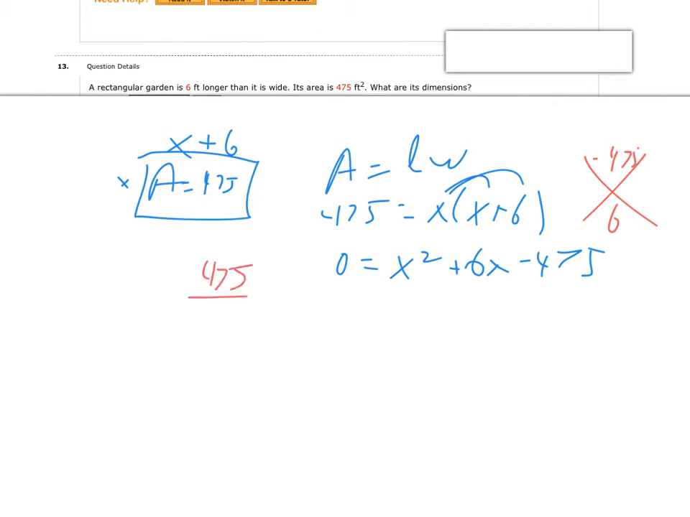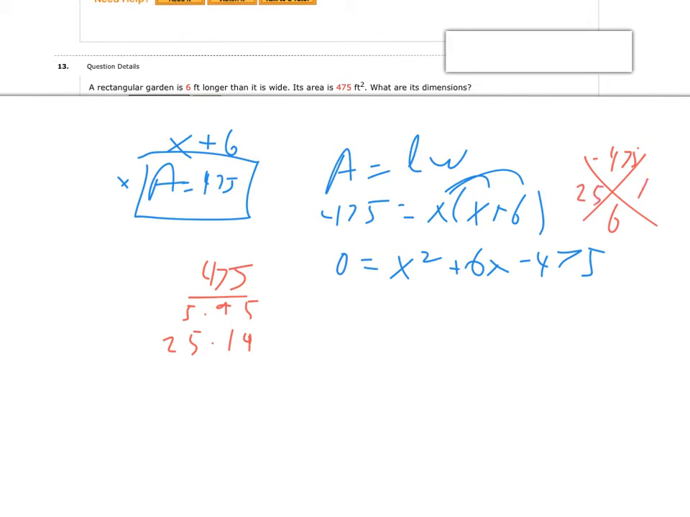So what multiplies to make 475? All right, so I would try all numbers that end in 5 here. So we have 5 times 95, not going to work. Let's try dividing it by 15. That's a decimal. Let's try 25. 25 and 19. That sounds great.